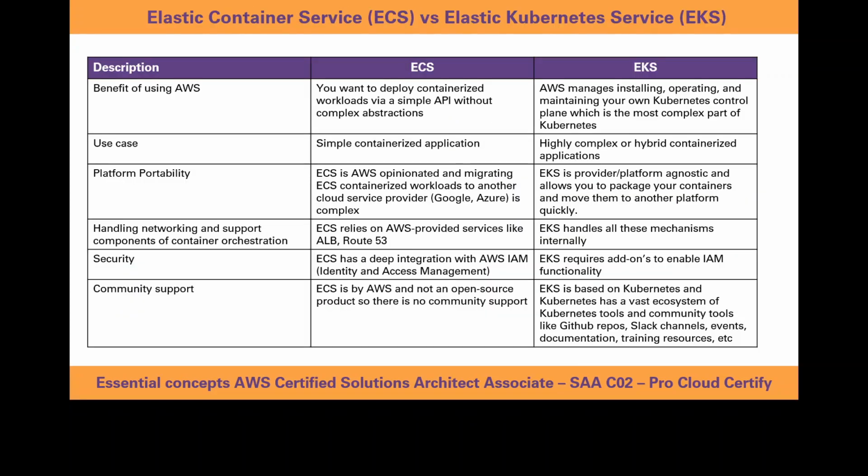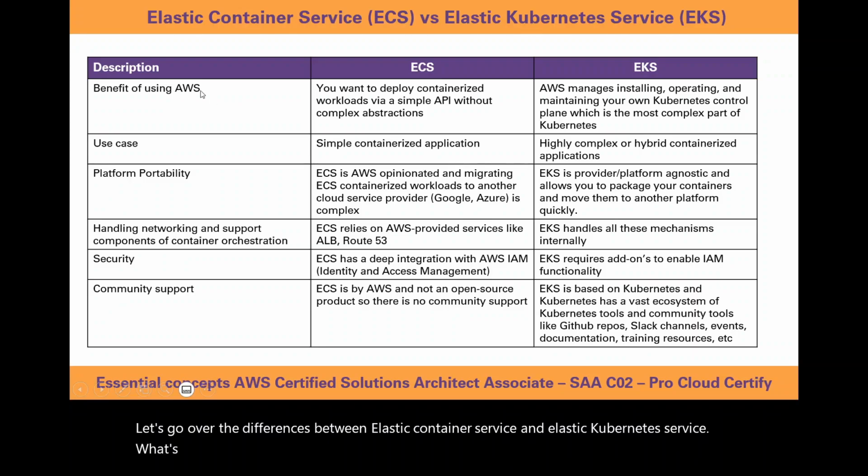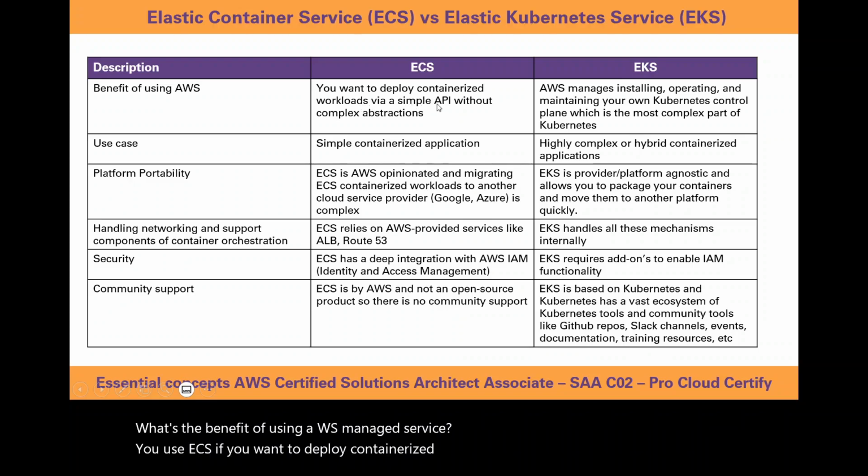Now let's go over the differences between Elastic Container Service and Elastic Kubernetes Service. What's the benefit of using this AWS managed service? You use ECS if you want to deploy a containerized workload via a simple API without complex abstractions. It is ideal for Docker applications.